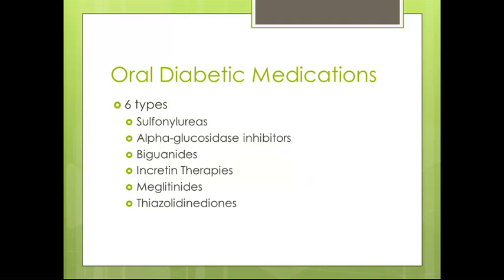Oral diabetic medications. There's 6 types: sulfonylureas, alpha-glucosidase inhibitors, biguanides, incretin therapies, meglitinides, and thiazolidinediones, which is a tongue twister to say.